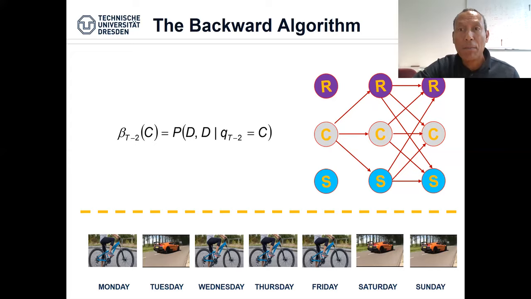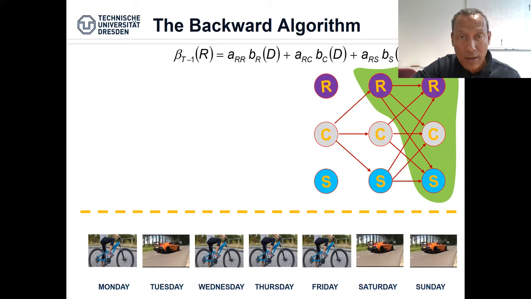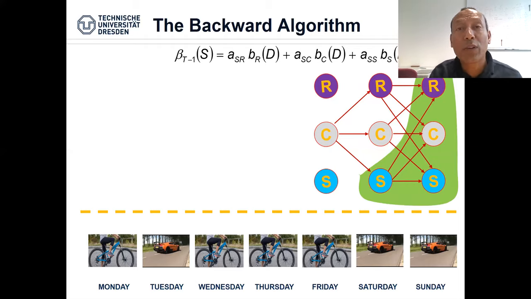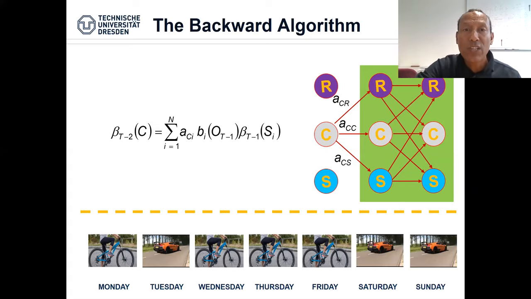complex. But don't worry, because when we were here already, I showed you how we calculated beta t minus 1 of c, but we could also have calculated beta t minus 1 of s and beta t minus 1 of r. We already have these, so we don't have to recalculate everything all over again. By the time we wish to calculate beta t minus 2, we just need to take into account the transition into all the different states, take into account this symbol because we haven't considered it when we were here, and then the beta for t minus 1. So this is how we can calculate beta t minus 2.